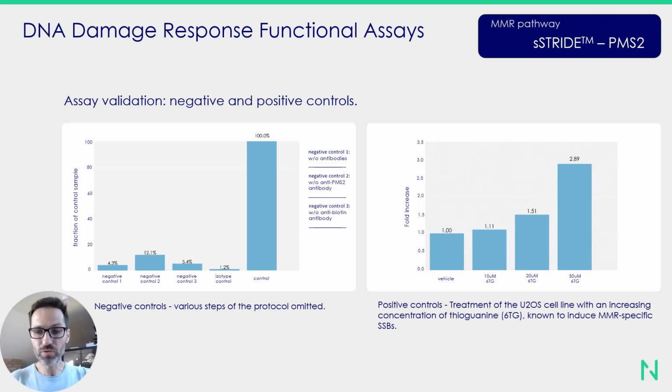As for positive controls, we further tested 3 different concentrations of 6TG and could see that the sSTRIDE PMS2 assay performs in a dose-dependent manner. This can be seen on the right-hand side of the slide.